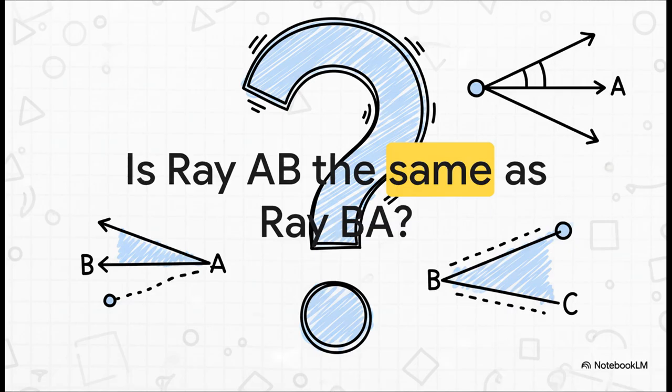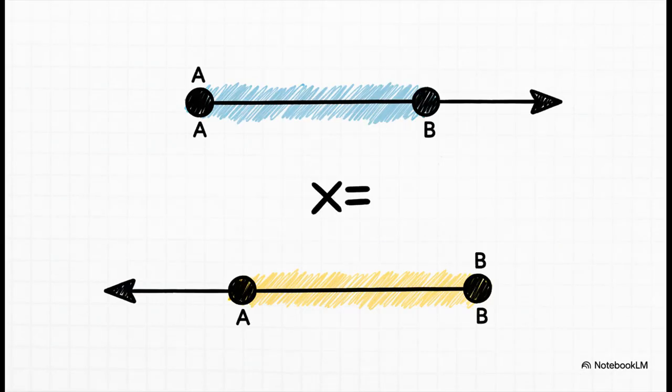Okay, I have a really important question for you now. I want you to think carefully about this one. We just learned about rays. So, is ray AB the same thing as ray BA? What do you think? Remember, which letter is the starting point? And the answer is no. They are totally different. This is a big one, so make sure you get this.